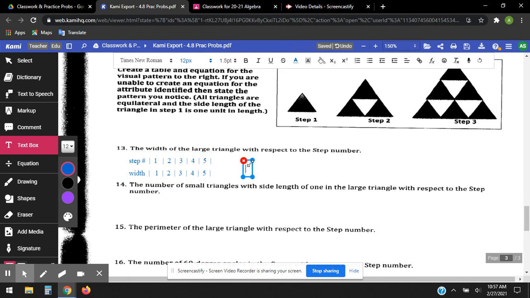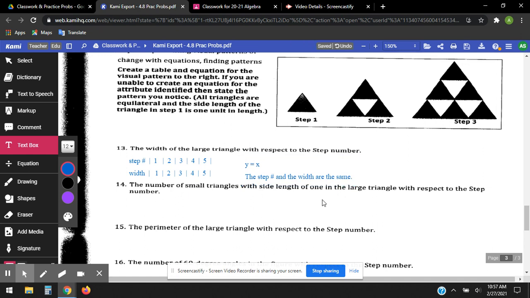which means my equation is y equals x, right? Because it doesn't matter what my y is, x is the same. So step number and the width are the same.